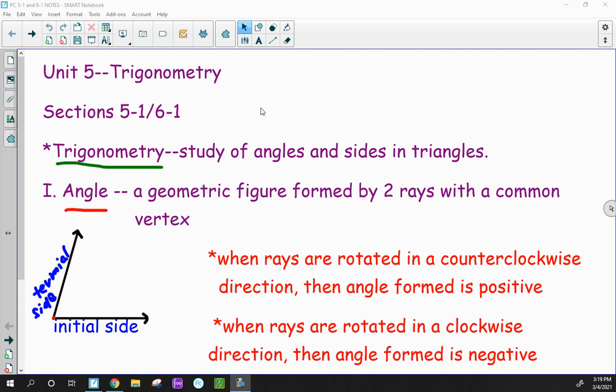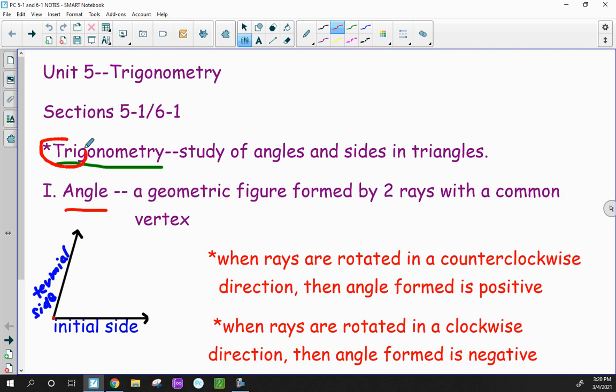Pre-Calc. Today we're starting the trigonometry part of this course. It's Unit 5, and we're going to first look at sections 5.1 and 6.1 in your textbook. Again, this is the beginning of the trigonometry portion of this class. Trigonometry is the study of angles and sides in triangles. I always say TRIG for short, and you can do the same.